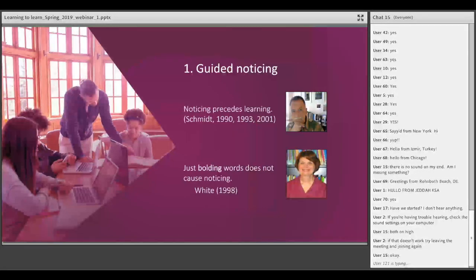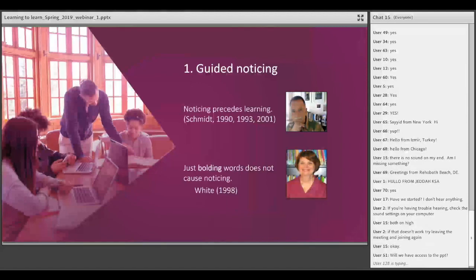So before we can learn something, we have to notice it. And probably all of us have experienced something where you hear a word and you think, wow, I've never heard that word before. Or you see something and you think, I've never seen that before. And then all of a sudden, you keep running into that word or that sight. And so that's noticing. That's the first thing.